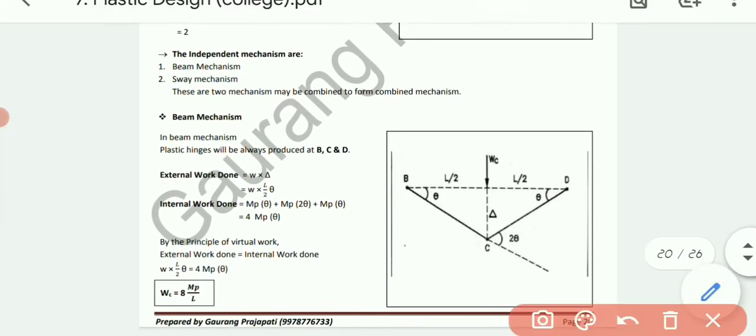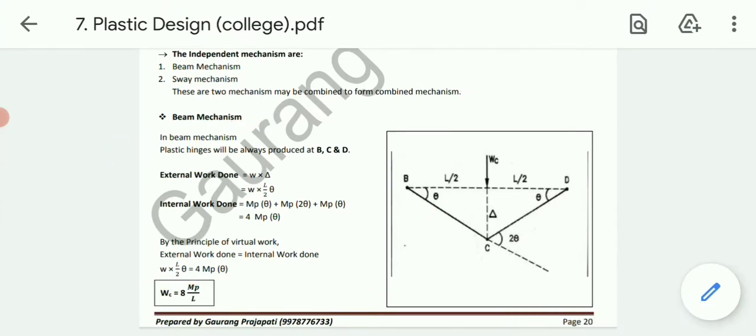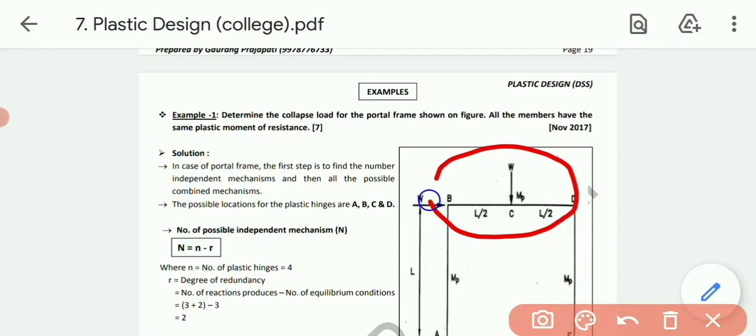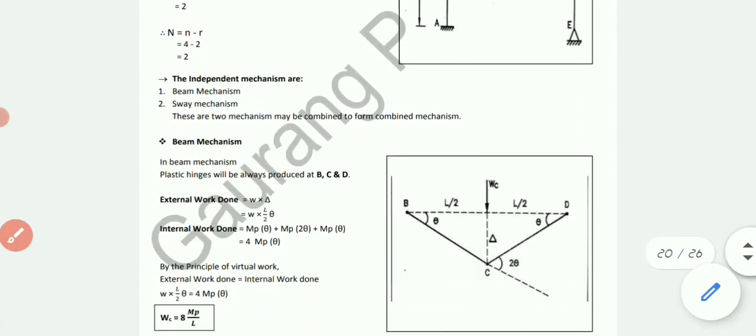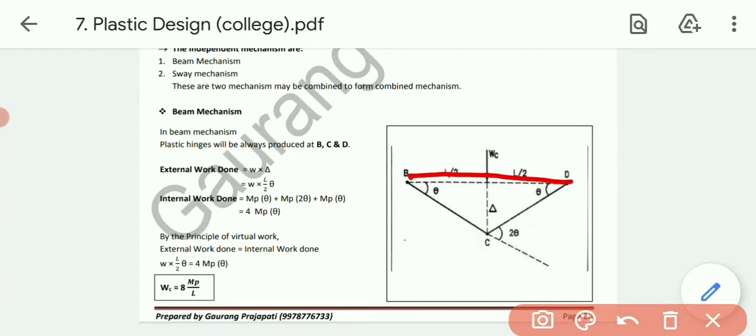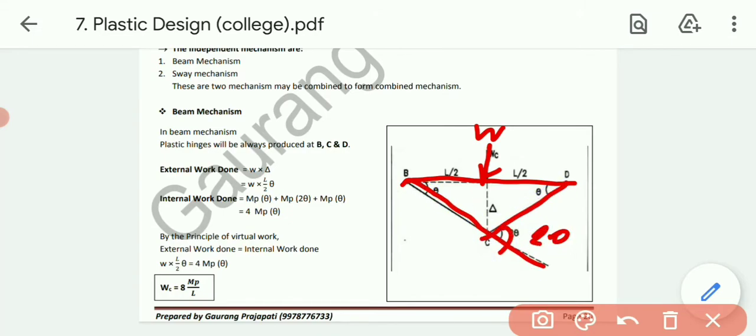First of all, the beam mechanism. In the beam mechanism, from this frame we will simply separate the beam. This one is our beam, with a central point load at L by 2, and the moment is MP. Let's draw the figure. This one is our beam, the load is W. Now the mechanism is like this, twice theta, theta and theta, as we were doing.